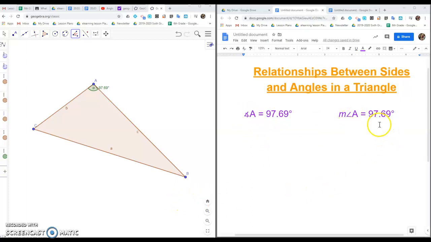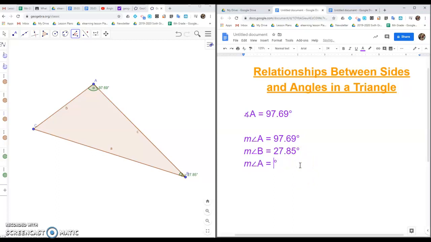All right, so we have 97.69 degrees. Let's find the measure of angle B. All right, so we have 27.85 for the measure of angle B. So could we possibly figure out the measure of angle C? Well, we learned last week that if we add up the two angles and subtract it from 180, we will get that last angle measurement. So let's figure that out.